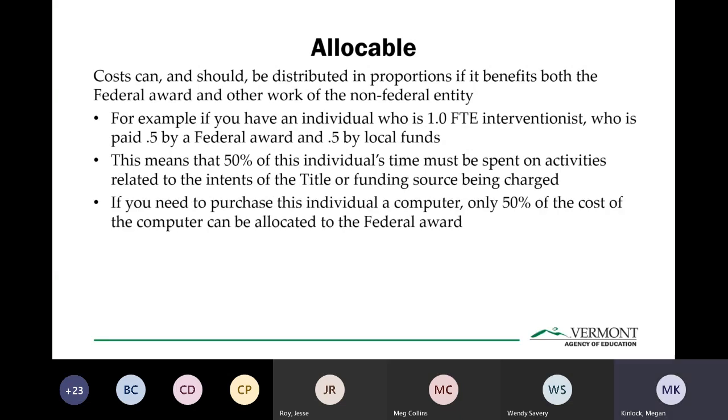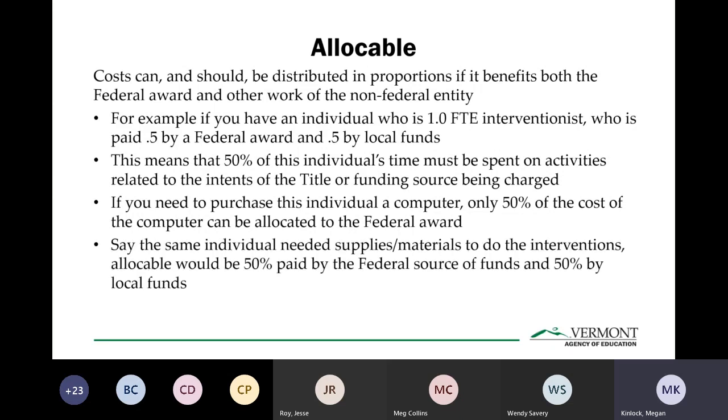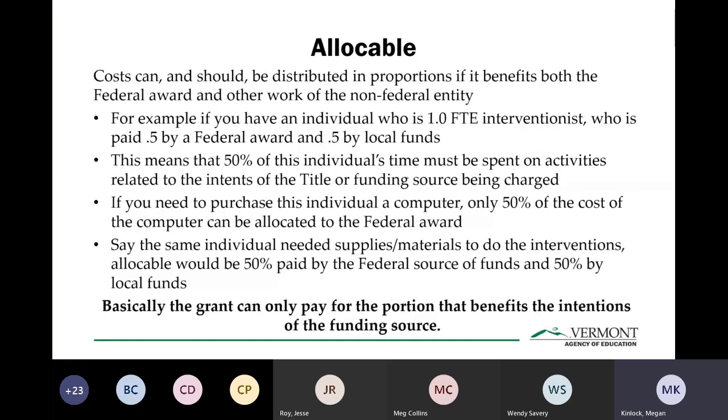And say this individual needs a computer, you can only allocate 50% of the cost of that computer to the federal award that you're charging because we're paying for 50% of that person's work. And if this person needed supplies or materials to do the interventions, 50% would be paid by the federal source and 50% by local funds. Basically, the grant can only pay for the portion that benefits the intentions of the funding source. Do we have any questions on that piece yet?